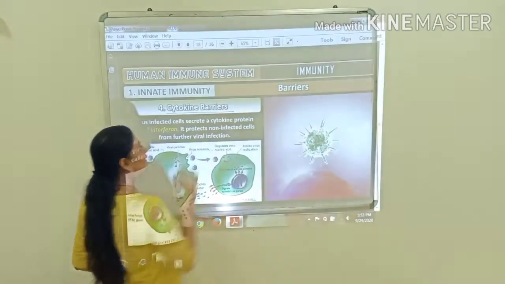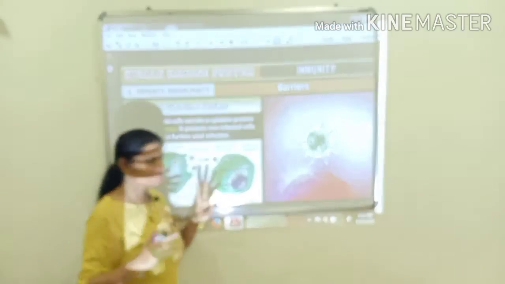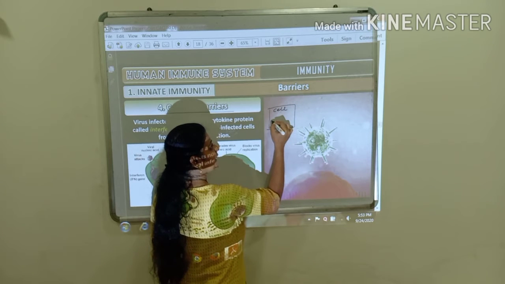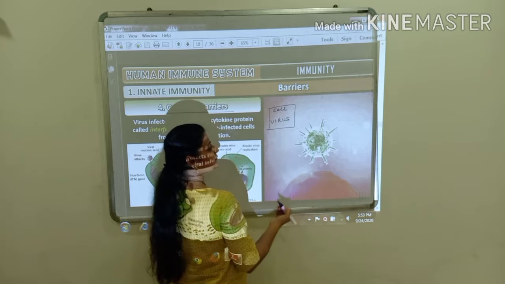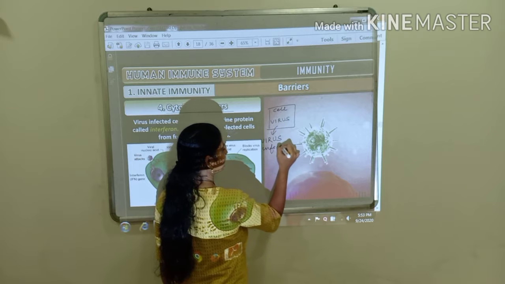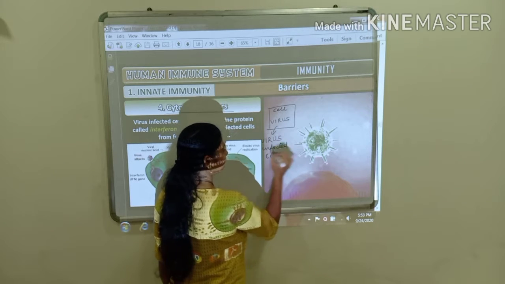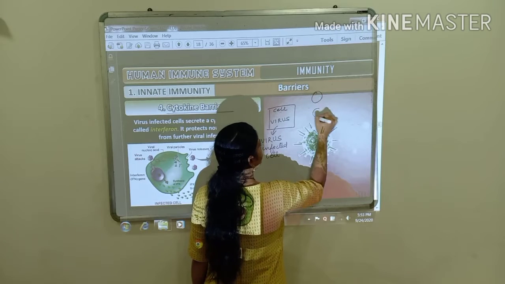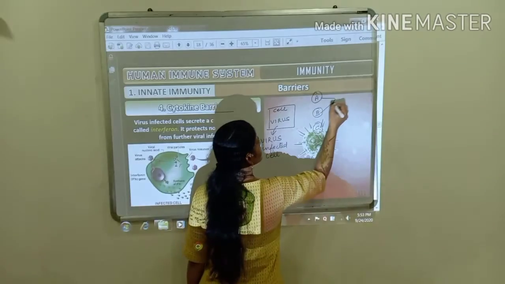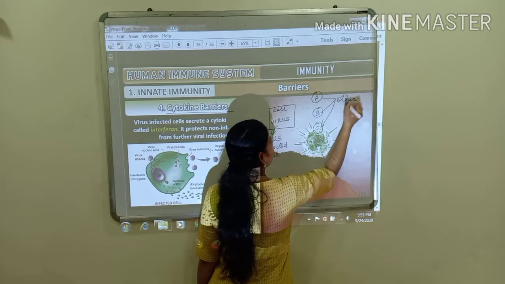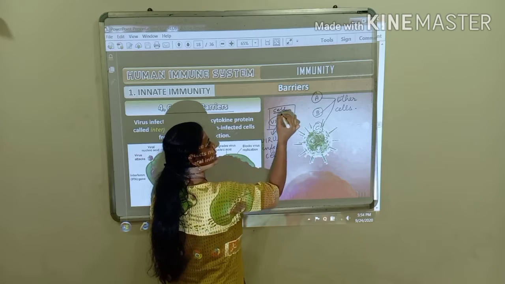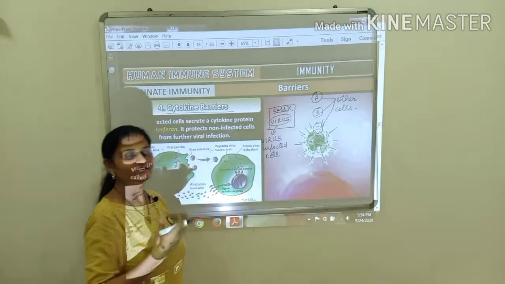Now the fourth type of barrier is the cytokine barrier. Let me explain this in great detail. Suppose this is a cell and it is infected by the virus. So we name it the virus infected cell. And there are the neighboring cells. Suppose A, B and C, these are the neighboring cells. So we'll label them as other cells. Now as this cell is being infected by the virus, slowly and gradually this cell will die.